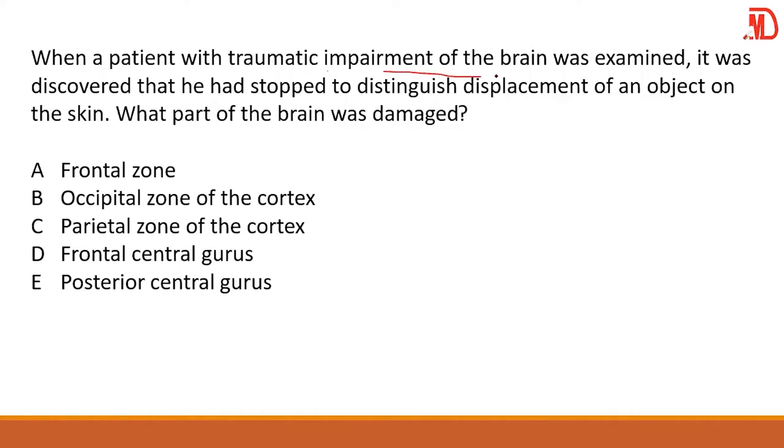A patient with a traumatic impairment of the brain was examined, and it was observed that he had stopped distinguishing displacement of an object on the skin. Again, we spoke about the gyri. To be specific, we talk about proprioception, the sense of touch. For the sense of touch, we are thinking of the postcentral gyrus, which carries sensory information, that is touch. In the precentral gyrus, we are thinking of motor information. In the occipital lobe, we are thinking of seeing.